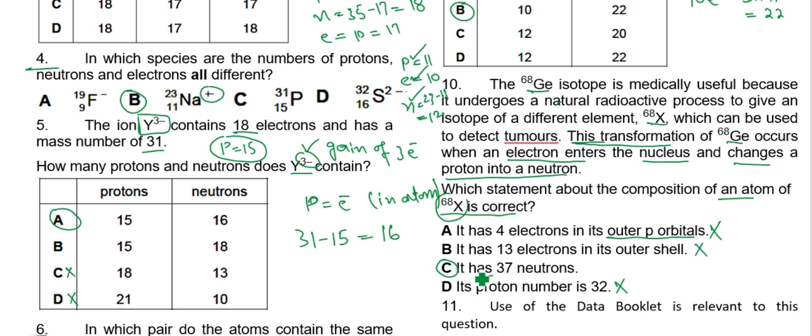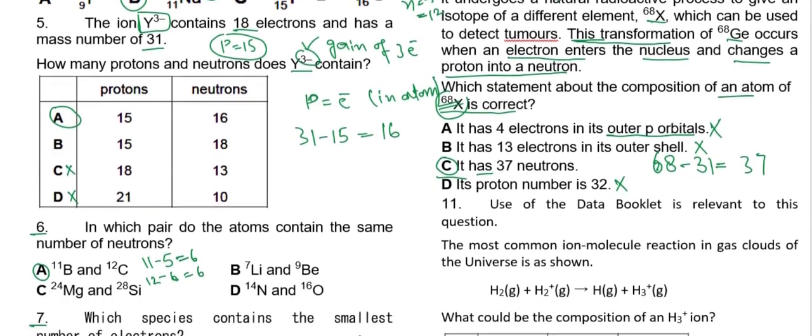But how? He says it has 37 neutrons. So the atomic mass is 68. It is given here, you can see it is given here, 68. And as one of the protons changed into a neutron, now instead of 32, it has 31 protons. So if we subtract that, we get 7 and we get 3, so 37. Yes, so this C is the right answer.